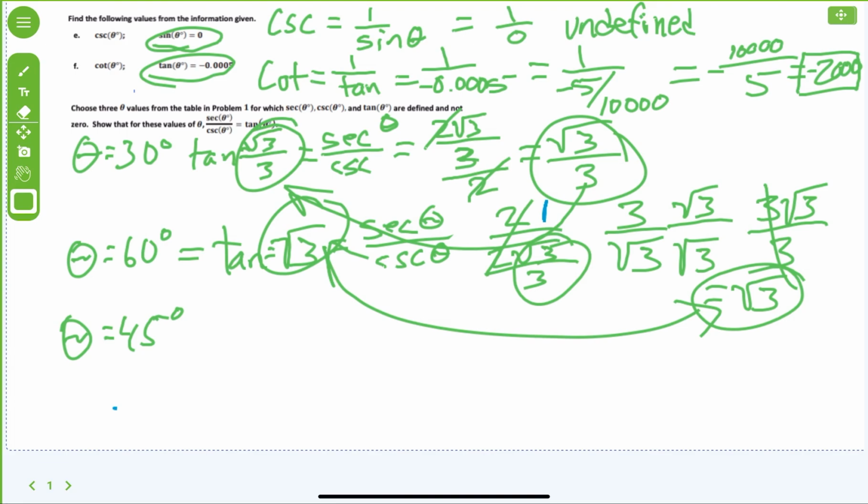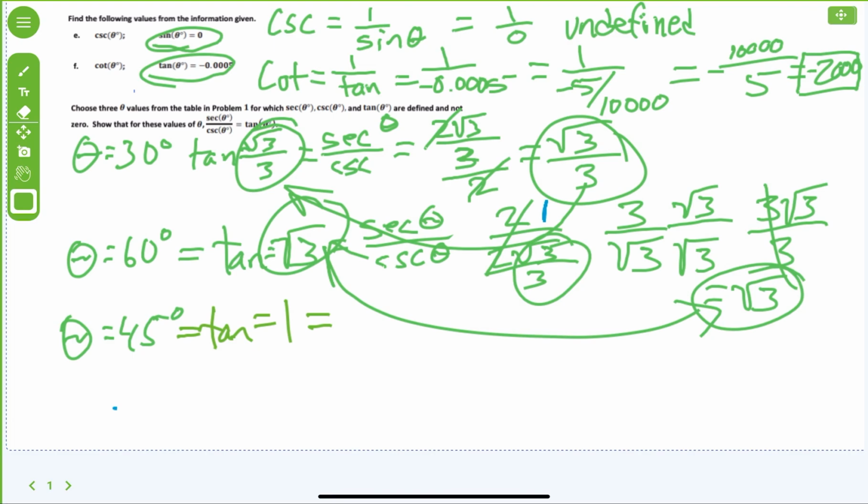So if we're looking at 45, if I'm looking at my chart, I have the tangent, cotangent's 1. Well, okay, cotangent's 1, then the tangent is also equal to 1. A little off on my greens there. Okay. So if the tangent is 1, what is our secant and cosecant?